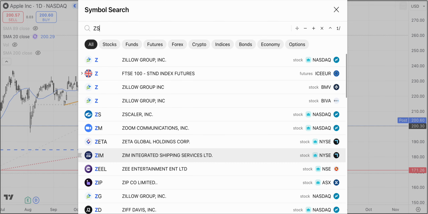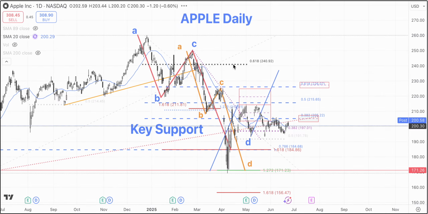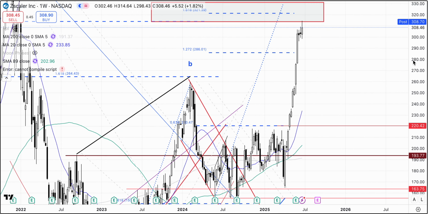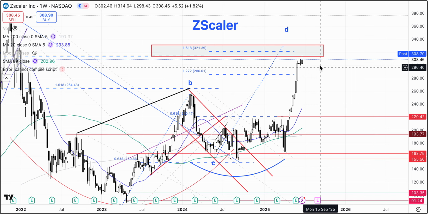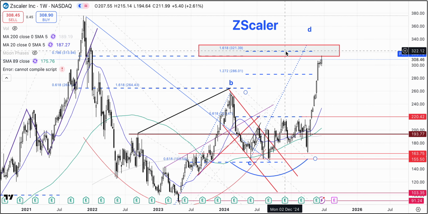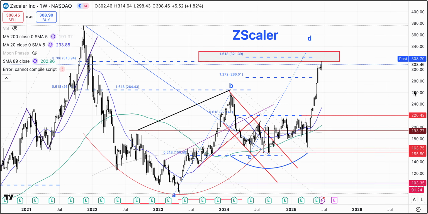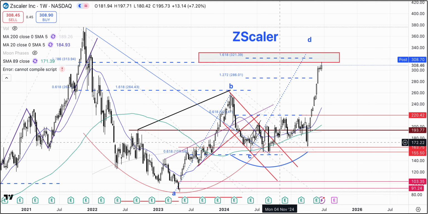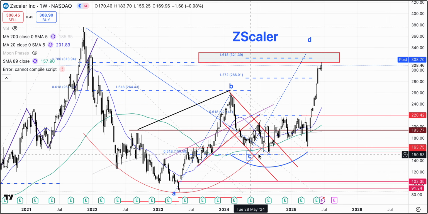And then let's take a look at Zscaler. I'm going to move to the weekly chart, and boom, it is right at the target. This is the box that we have drawn, and it's a long-standing target. I was talking about this last year, about a year ago exactly, in the months of May and June, where this was our point C.